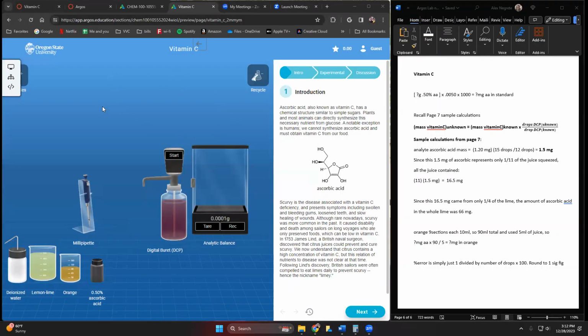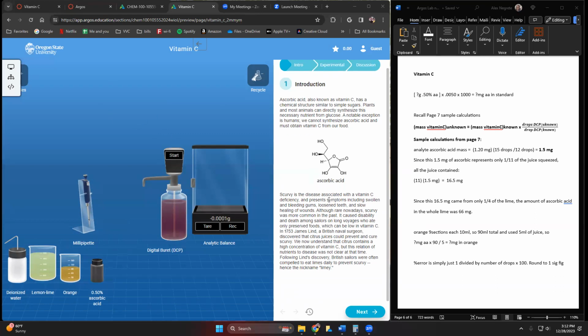We're going to give you an overview of the vitamin C lab. We're going to be making some calculations on here. We're going to do another titration, but this is going to be a different type of titration. We're looking for a color change in the solutions that we have.